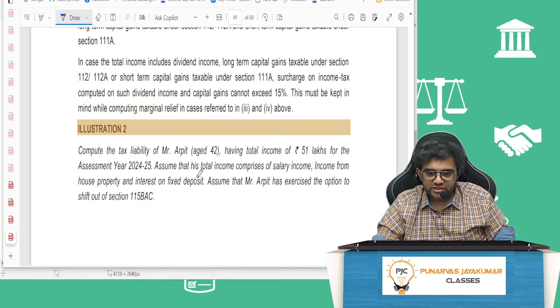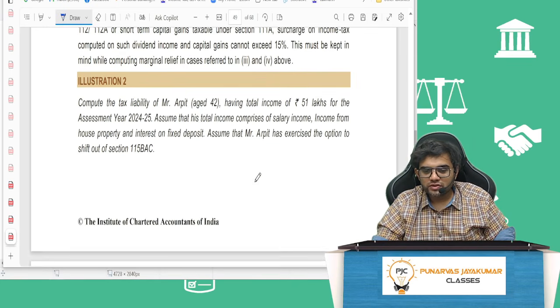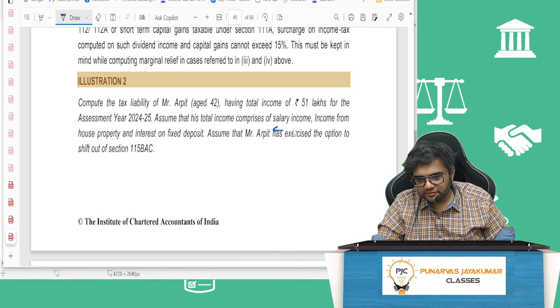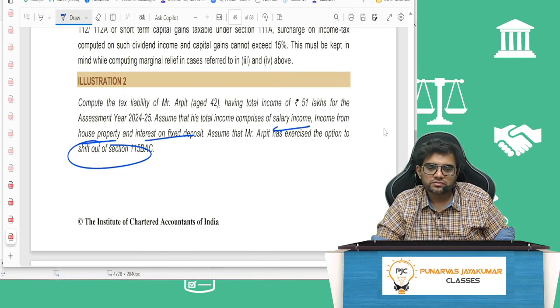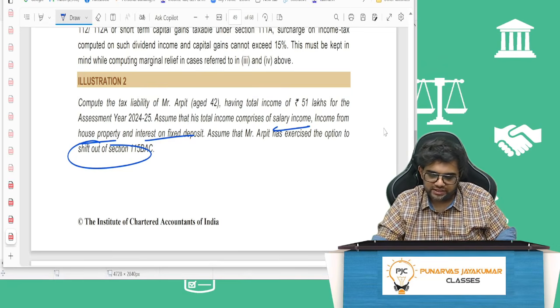Compute the tax liability of Mr. Arpit, age 42, having total income of 51 lakhs for the assessment year 24-25. Assume that his total income comprises of salary income, income from house property, interest on fixed deposit. Assume that Arpit has exercised the option to shift out of section 115. It means the old marginal relief, old tax rates.